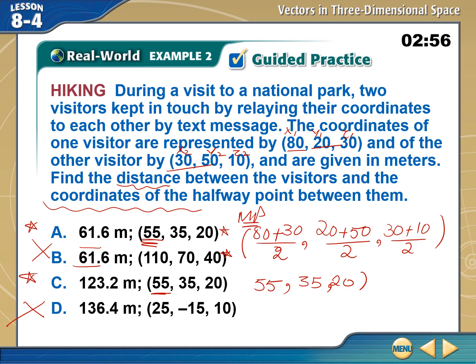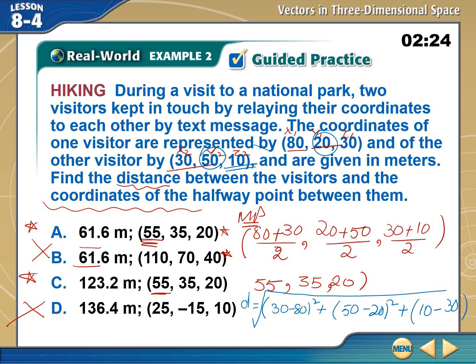So now I have to find out my distance. So the formula, you know, x2 minus x1. So x2 is 30 minus 80 whole square, with the square root, plus y2 minus y1. So y2 is 50 and y1 is 20. So 50 minus 20 whole square plus, now z2 is 10 and z1 is 30, whole square. Write it in the calculator and you will get 61.6 meter. So the A option is correct.